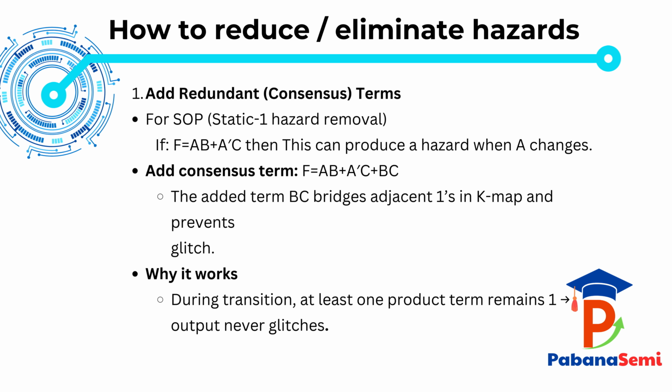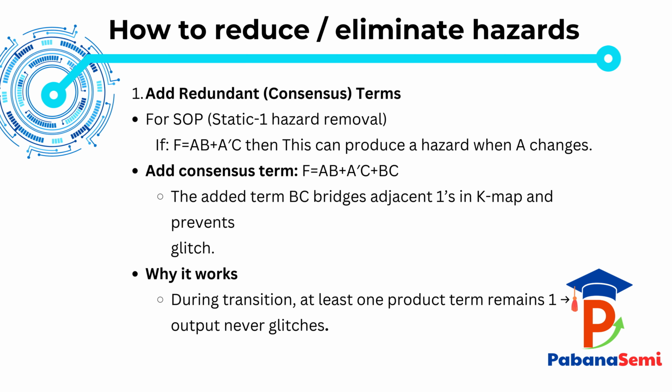Now look at one of the most important techniques to eliminate hazards, adding redundant or consensus terms. Consider the SOP expression, F equals AB plus A prime C. This expression can produce a static 1 hazard when input A changes, because during the transition, one product term may turn off before the other turns on, causing a temporary glitch. To eliminate this hazard, we add the consensus term BC, so the hazard-free expression becomes F equals AB plus A prime C plus BC.